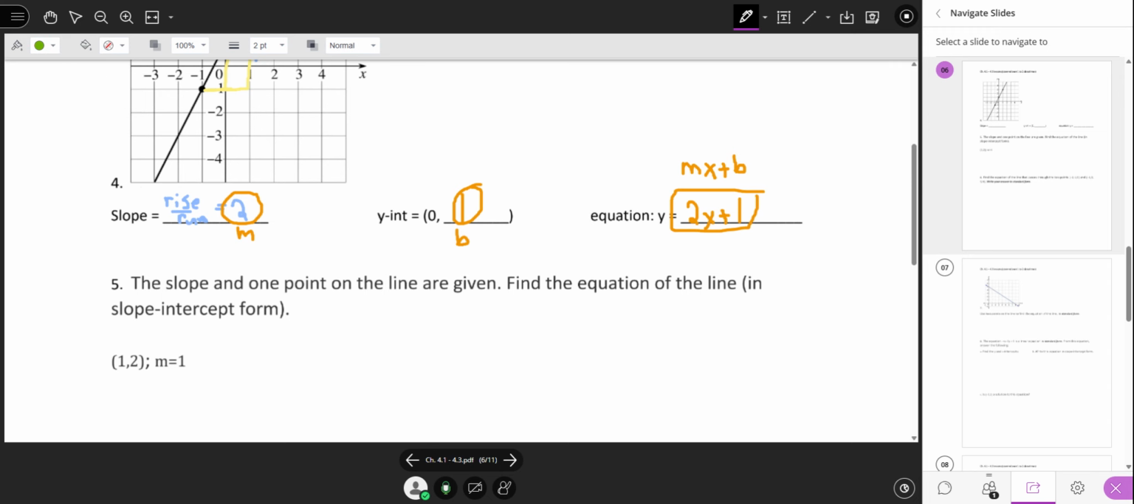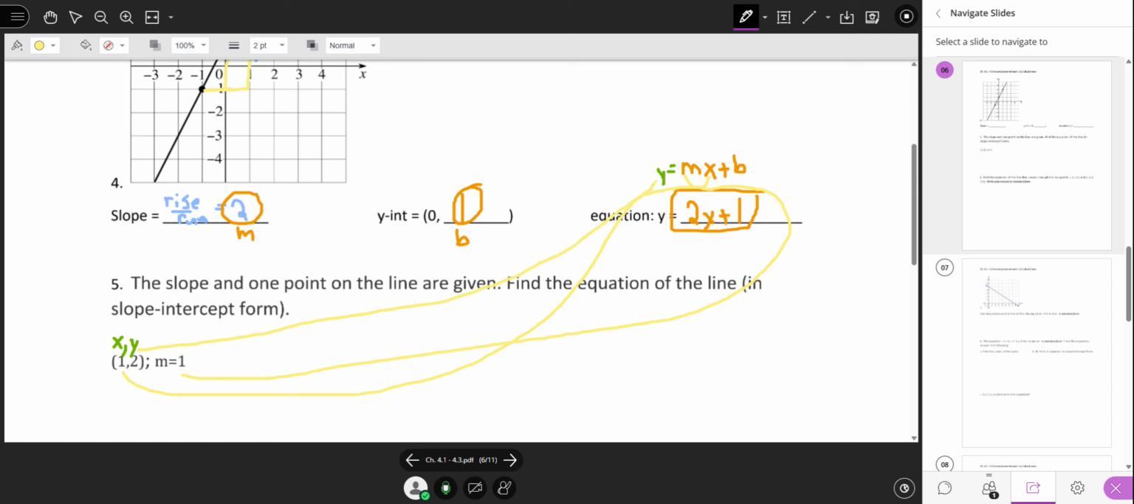Next. The slope and 1 point of a line are given. So remember, it comes in x, comma, y, and we're going to use this y equals mx plus b formula. All right? The x value goes where x is. M goes where m is. Y goes where y is.